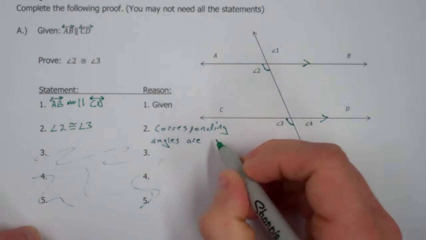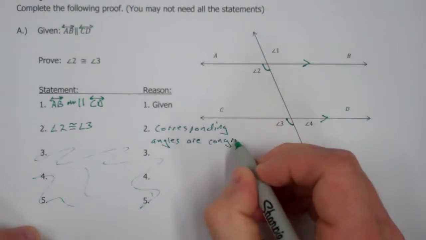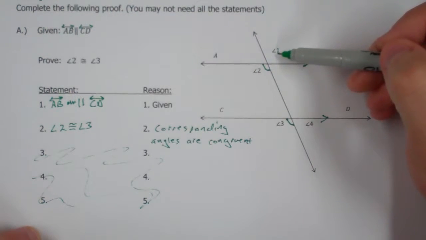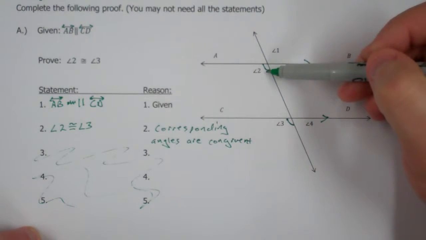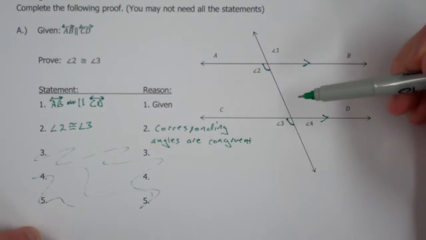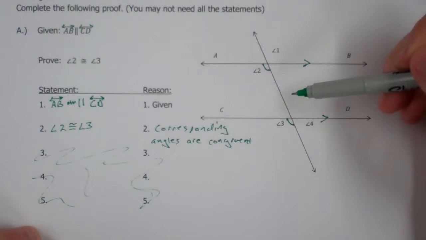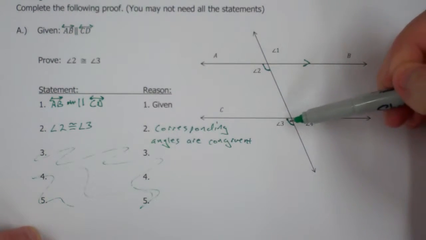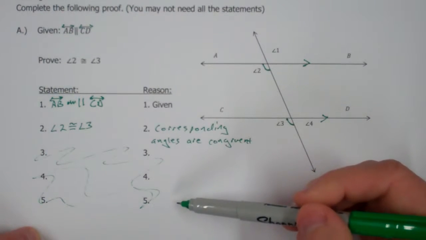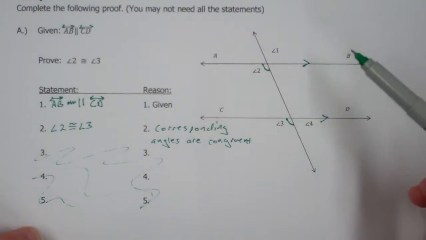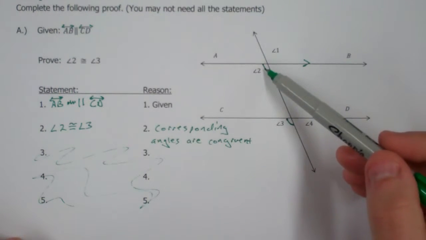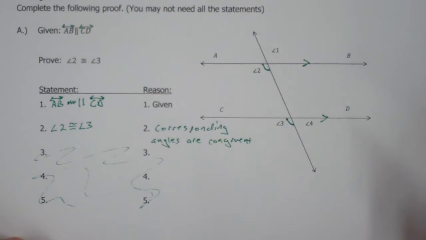Now there's another way to do this. If you wanted to, you could have proven that angle 1 and angle 2 are congruent because they're vertical angles. You could prove that angle 1 is congruent to angle 3 because they're alternate exterior angles, and then by the transitive property you could have proved angle 2 congruent to angle 3. That would probably have taken all these 5 steps. But I think the easiest approach to this, and the most efficient, would be to just state that they're congruent because they're corresponding angles.